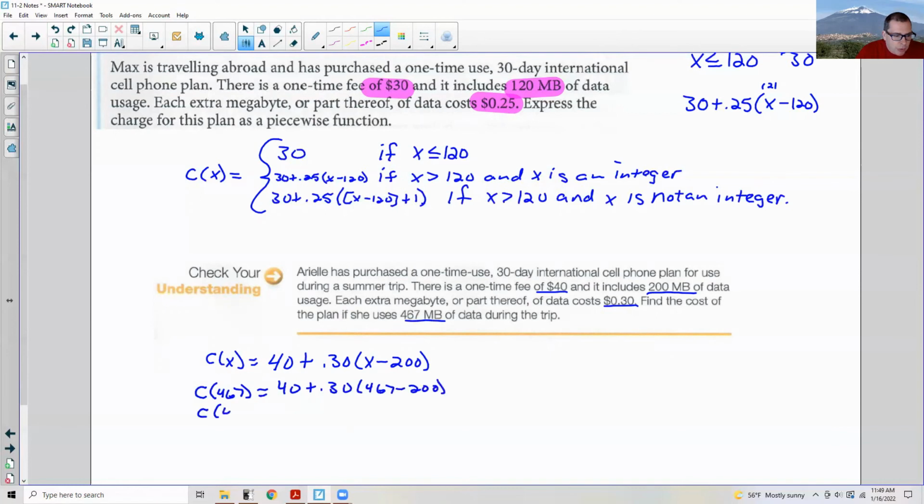So C of 467 equals 40 plus 30 cents times 267. And I'm just simplifying here, very simple algebra. 40 plus, now I'm going to take 30 cents times this, so 7 times 3 is 21, carry the 2, 6 times 3 is 18, plus 2 is 20, carry the 2, 6 plus 2 is 8. 2 decimal places is going to cost $80.10. So it's going to be C of 467 is going to equal $120.10.